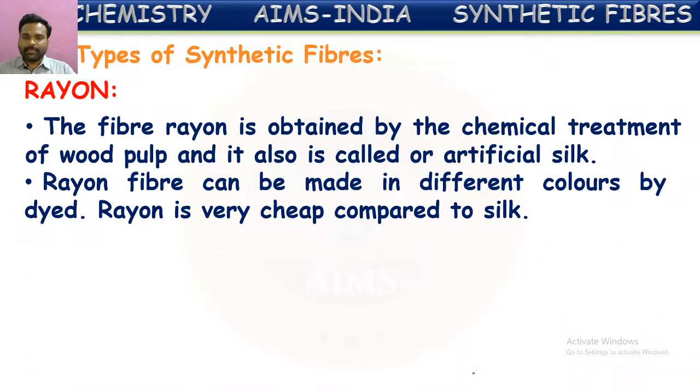Rayon fiber can be made in different colors by dyeing. Dyeing in the sense giving colors, adding colors. So this rayon fiber can be made into different colors by giving dyes to it. Rayon is very cheap compared to silk. It appears like silk. Its finish and smoothness are almost like a silk fiber. But it is cheaper than silk because it is made in the laboratory. So mostly for replacing silk, they use this rayon fiber in fabrication.